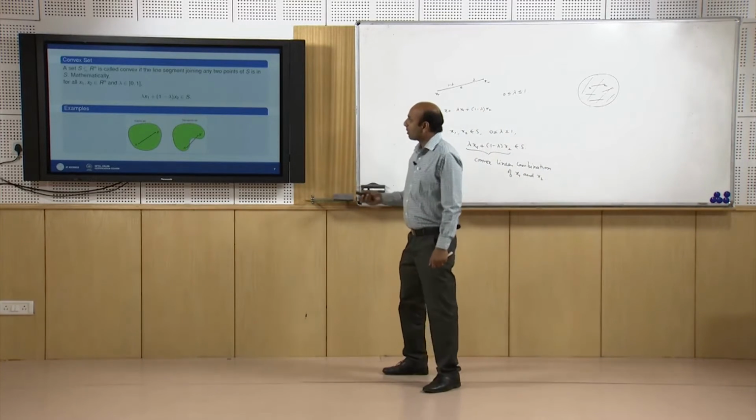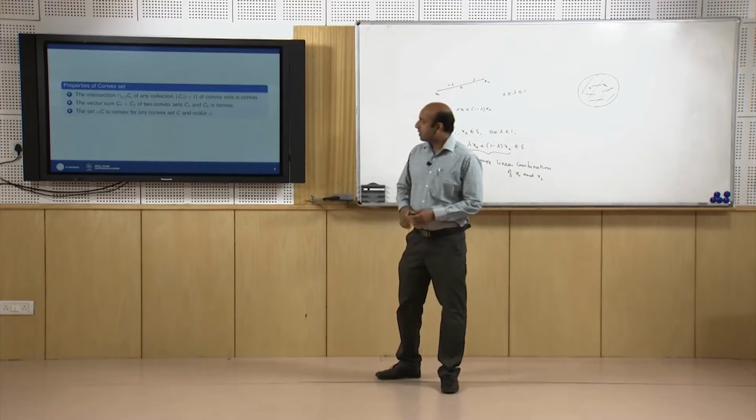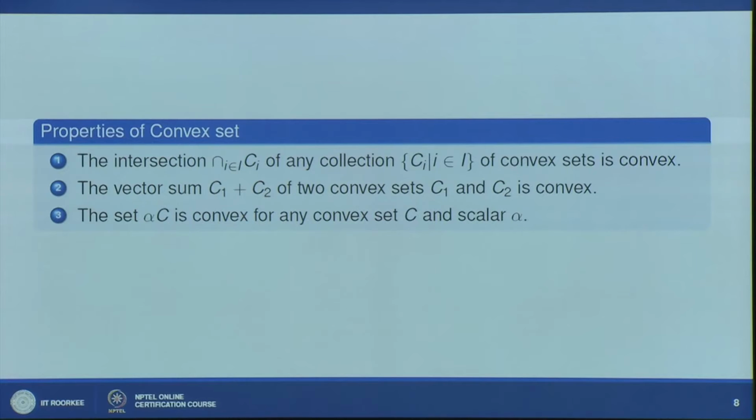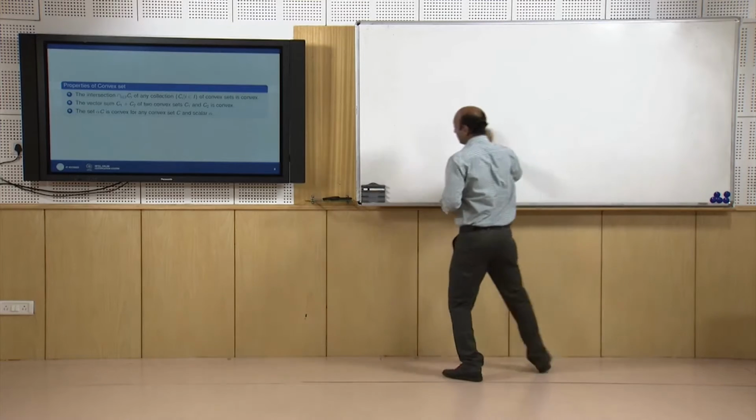Now, we have some properties of convex sets. The first property is that the intersection of any collection of convex sets is always convex. The proof is very simple. Let us see.